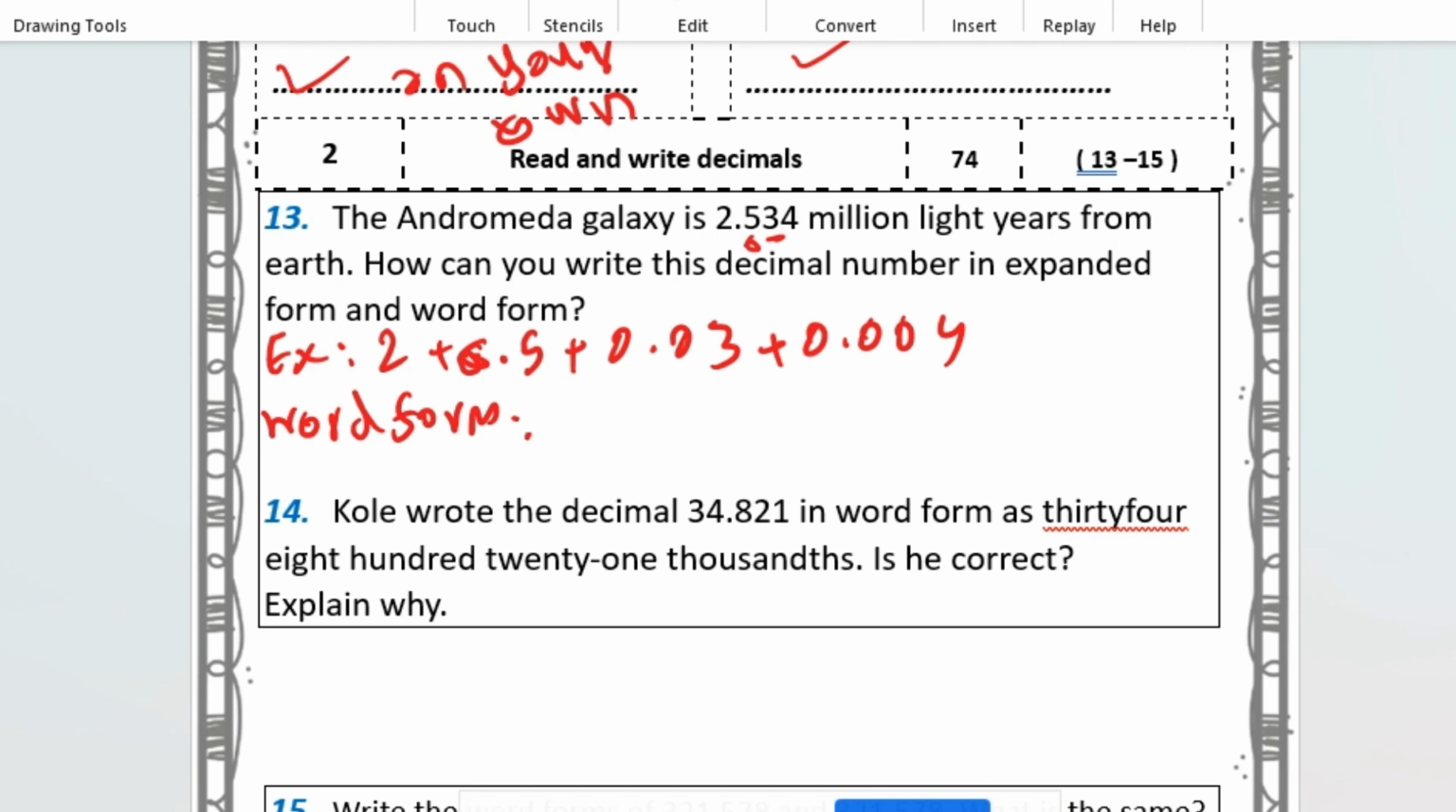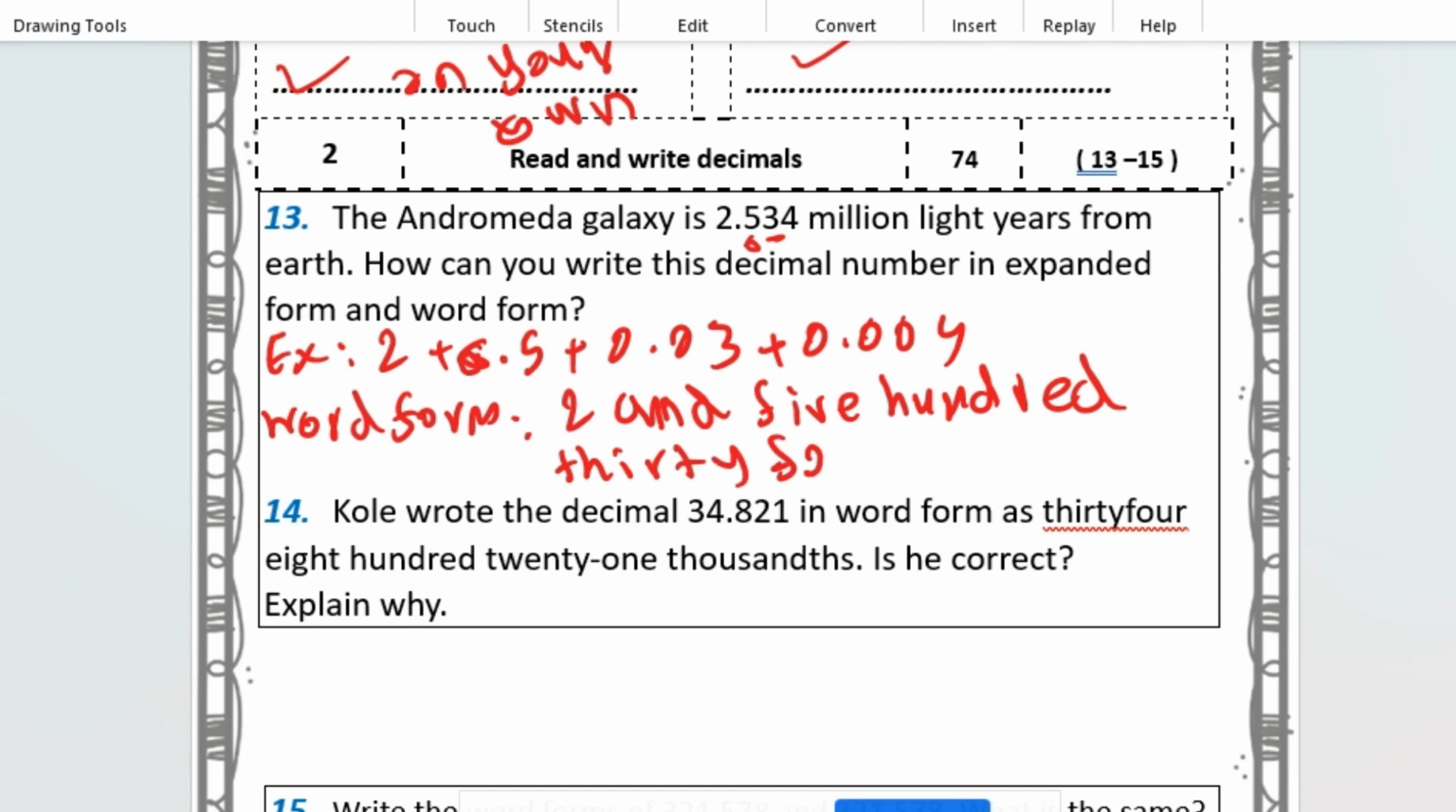Stay with me, it will be 2 million. So this is 2.534 million light years, so it will be 2 and 534, and we know that we have 3 numbers, so it will be thousandths.